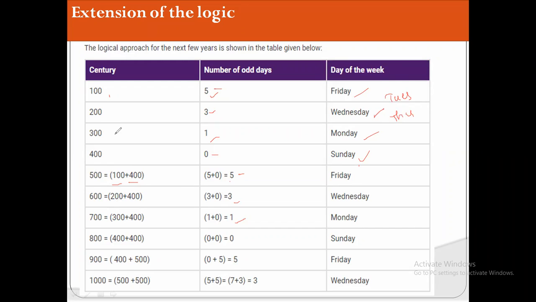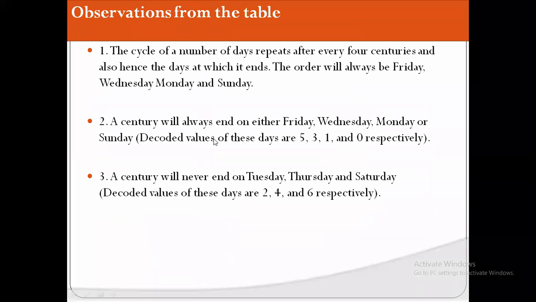Even if it is a 400th year, then it will be a Sunday. So Friday, Wednesday, Monday will fall on that one. Tuesday and Thursday will not be possible to be the last day of any century. Even if they ask you any logical questions related to that, we can give the answers based on these particular basics.